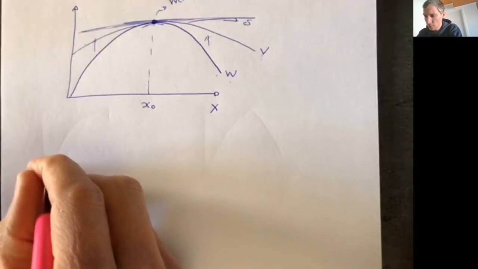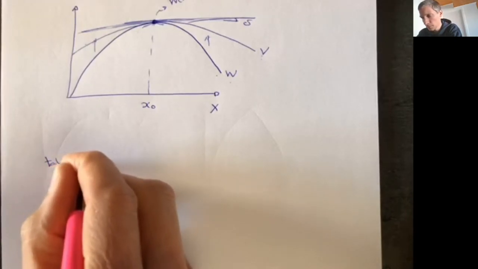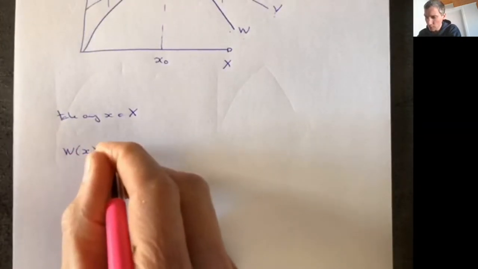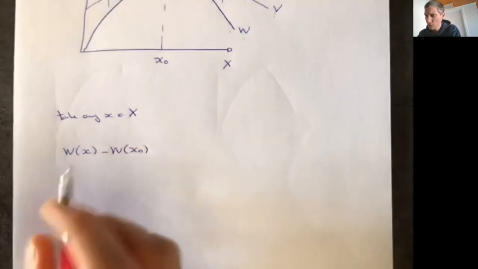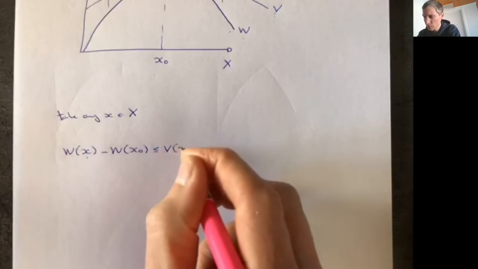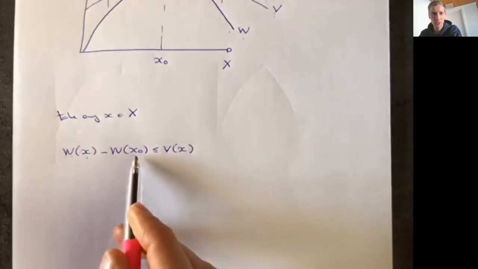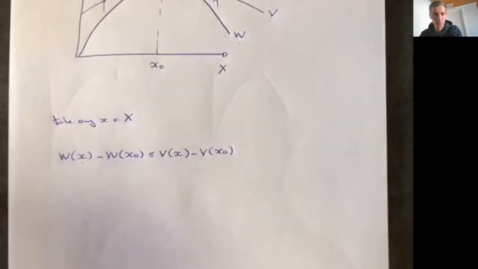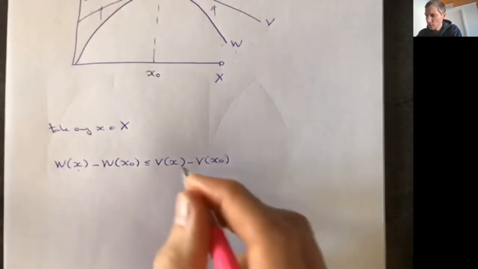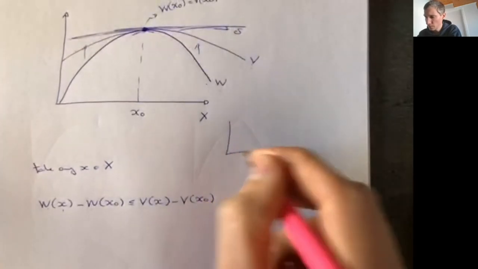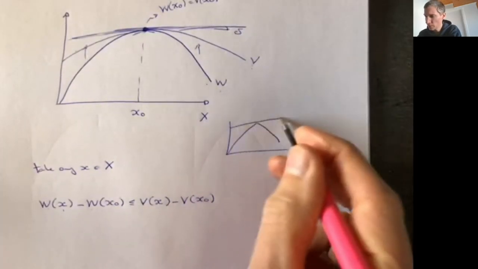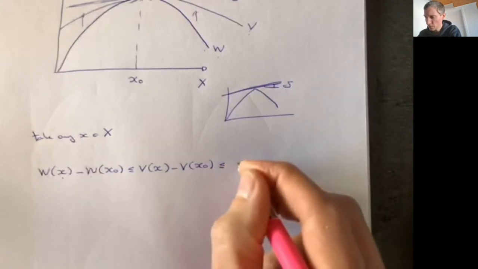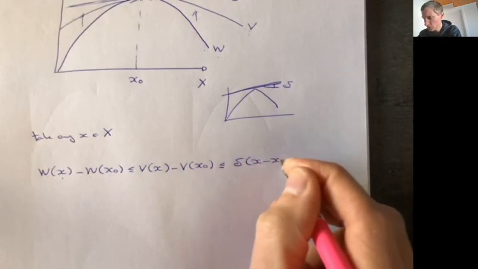So take any x in X, then I have w(x) minus w(x0). Well, w(x) is less or equal to v(x). Okay, and w(x0) is equal to v(x0). So I have this inequality holding for all x. Okay, and then because v is differentiable, I can find a tangent line with some slope delta, and then this has to satisfy that this is less or equal to delta times (x minus x0).